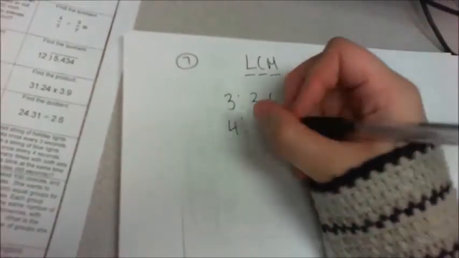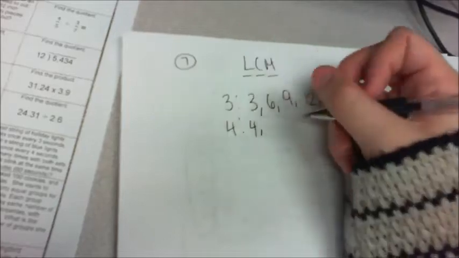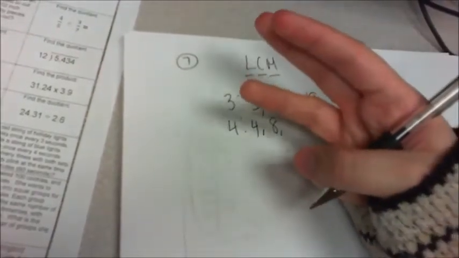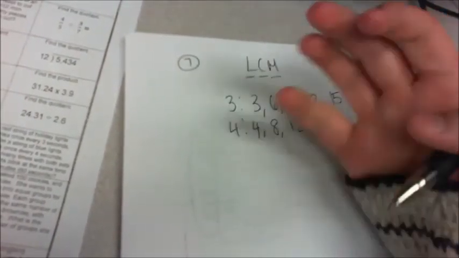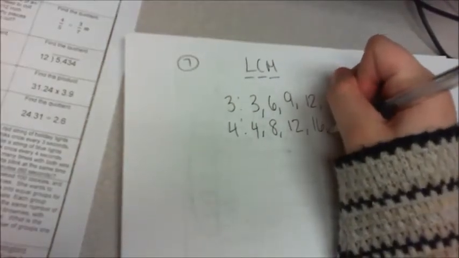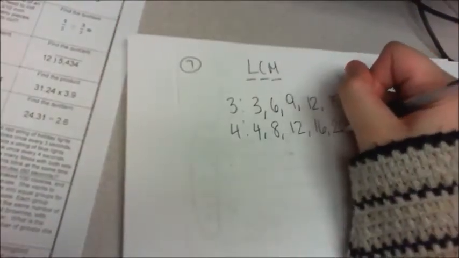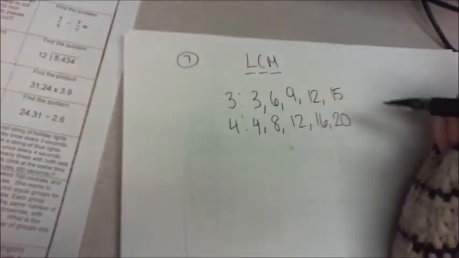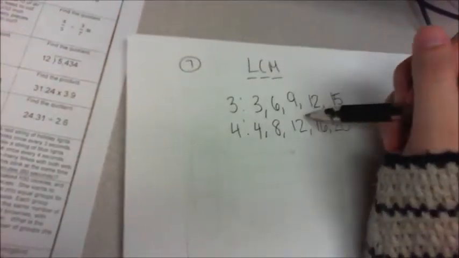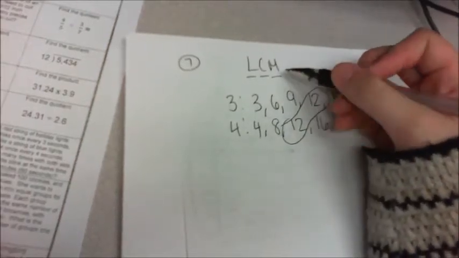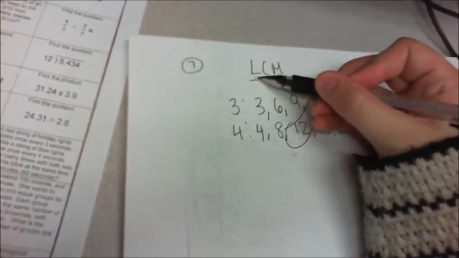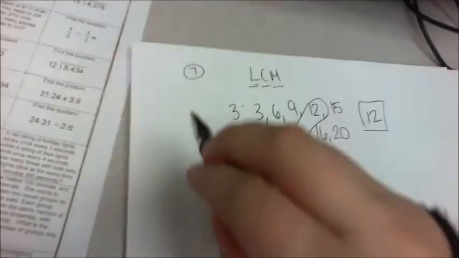Let's do 4 now. 4 times 1 is 4. 4 times 2 is 8. 4 times 3 is 12. 4 times 4 is 16. And 4 times 5 is 20. Now we need to find what they have in common. I see a 12 in common, and that's the only one I see so far, which is fine because it's the least common multiple. So the least common multiple between 3 and 4 is 12. Again, make sure you have this all written down when you're doing it, though. You can't just write 12.